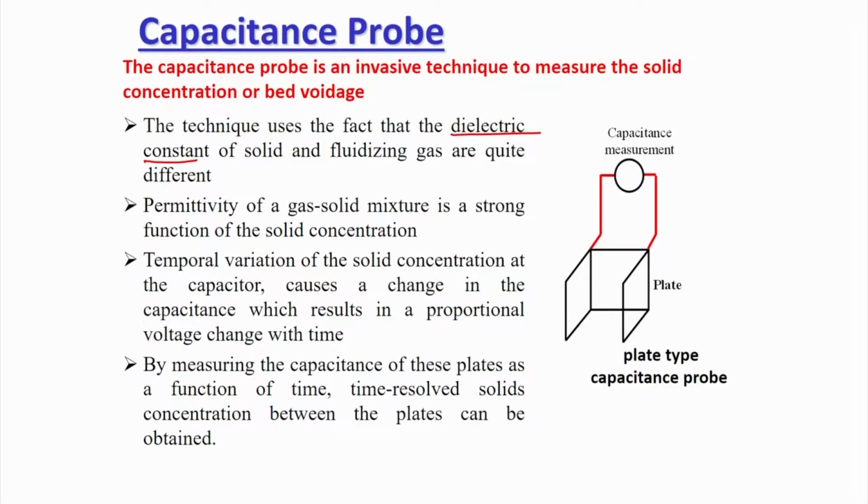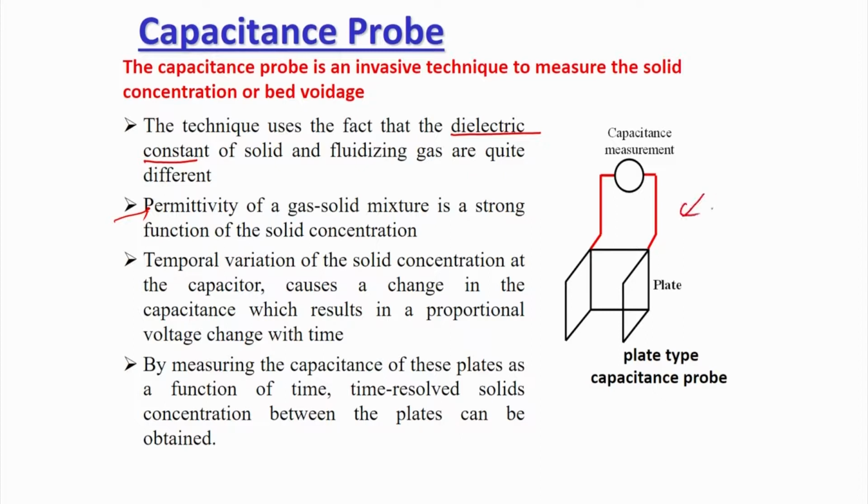We know the dielectric constants for the solid, the gas or the different phases are quite different, so we can use this technique to measure the volume fraction. We know that the permittivity of a gas solid mixture will be a function of the phases, because gas and solid have different dielectric constants. So the permittivity will be majorly a function of the solid. Then, you put in this kind of capacitance probe.